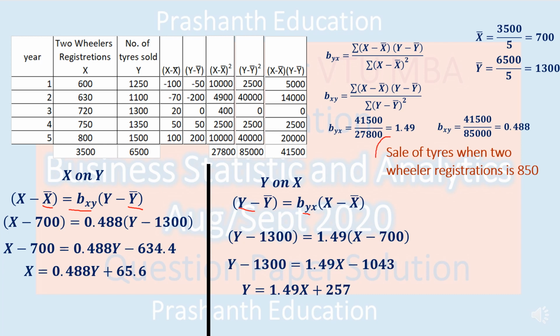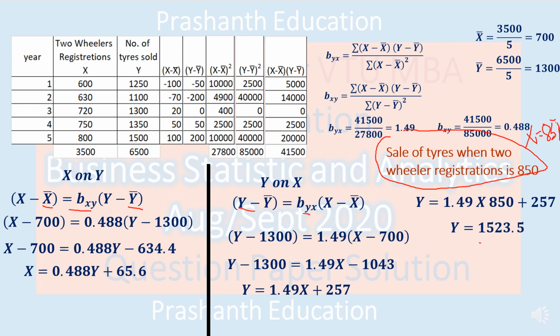Now, what they are asking: the sale of tires when the two-wheeler registration is 850. They have given x is equal to 850. Find out y. So if you do that, y is equal to 1.49 into 850, y is equal to 1523.5. So that many tires will be sold for a registration of 850.